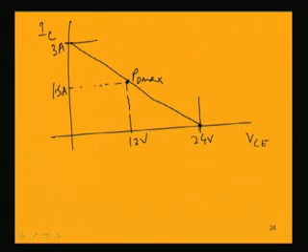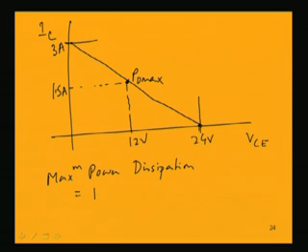So, multiplying these two we can get the PD max. What will be the PD max? Maximum power dissipation is equal to 12 into 1.5, 18 watts. So, 18 watts is the maximum power dissipation for this transistor.